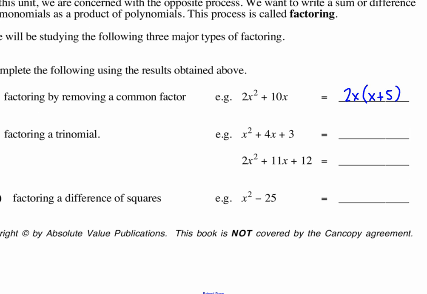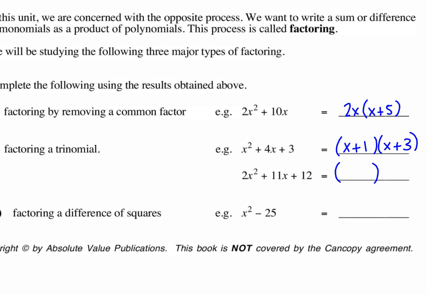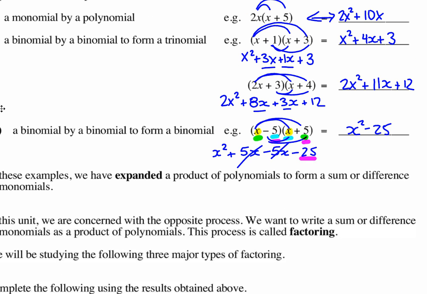x squared plus 4x plus 3 would be equivalent to what? Looking up. x plus 1 times x plus 3. Don't worry, you don't have to figure out how to get there just yet. We're just comparing it to the top, to what we just did. We just expanded. So 2x squared plus 11x plus 12 is equivalent to what? That's what we got here. So it's equivalent to 2x plus 3 times x plus 4.